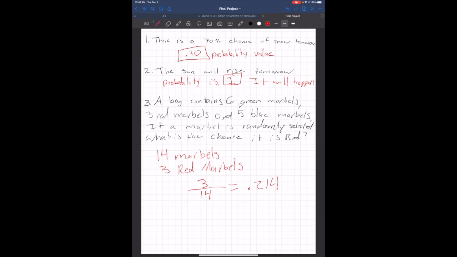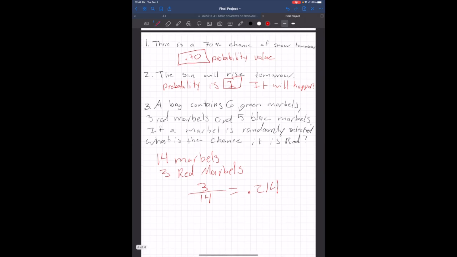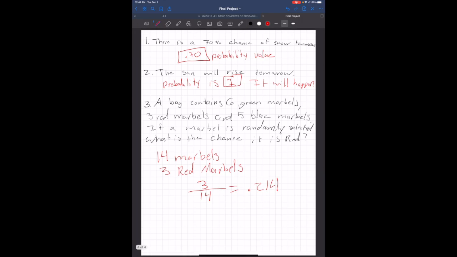Now that we've gone over some of the questions, hopefully you have a better understanding of probability and we can continue on learning statistics altogether.